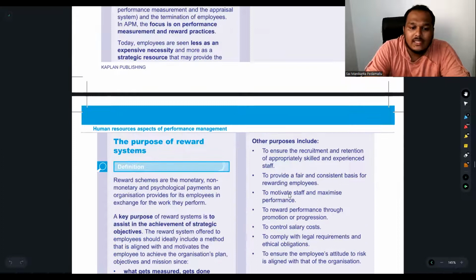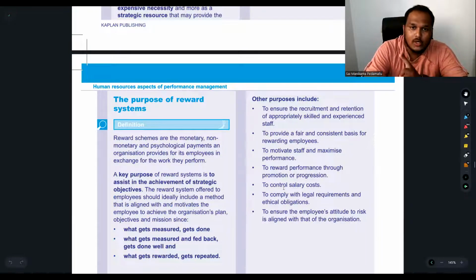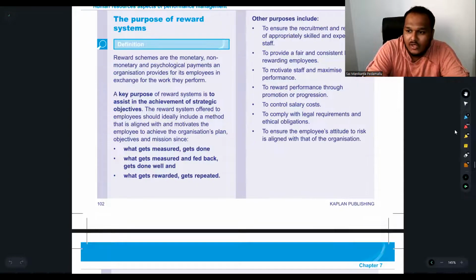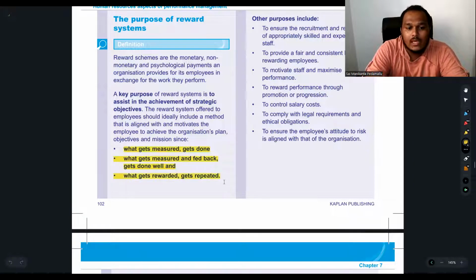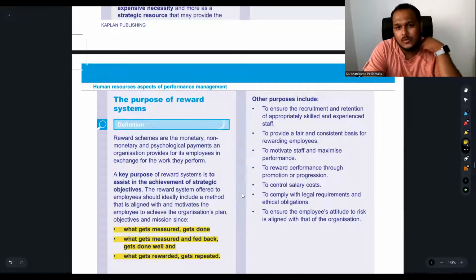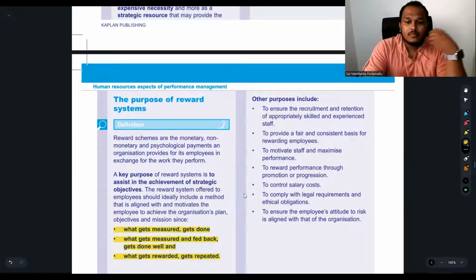The most important things in this particular topic are two points. First one is what we have already covered in yesterday's discussion: what gets measured gets done, what gets measured and fed back gets done well, and what gets rewarded gets repeated. Yesterday we spoke about this and discussed it a little more, so I'll move further.